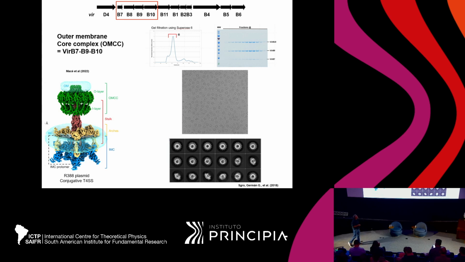Like I mentioned before, the system can be divided into two main components, the inner membrane complex and the outer membrane complex that's connected by the stalk. The outer membrane complex is made up of three proteins, VirB7, VirB9, and VirB10. So Hermann Sagro expressed a segment of the chromosome of Xanthomonas citri in E. coli that expresses B7, B8, B9, and B10 in E. coli.